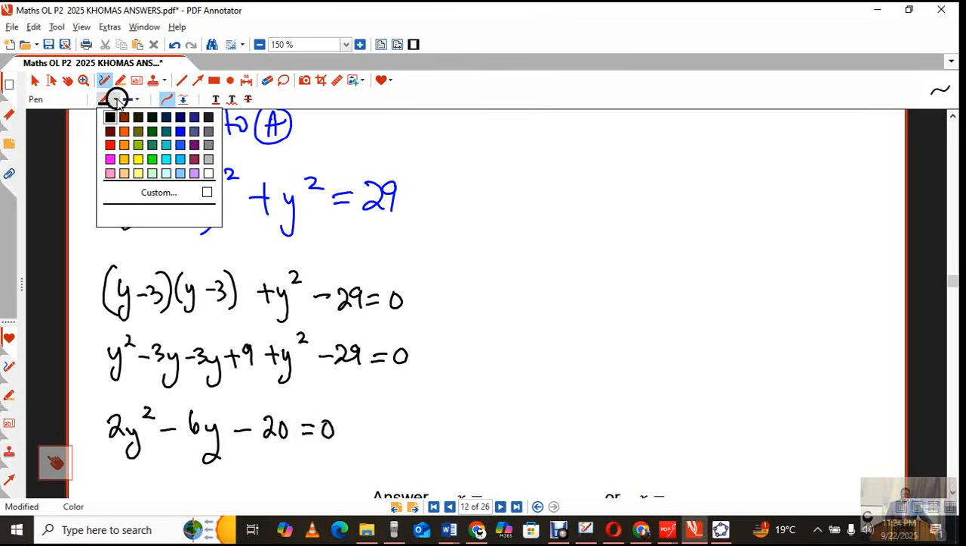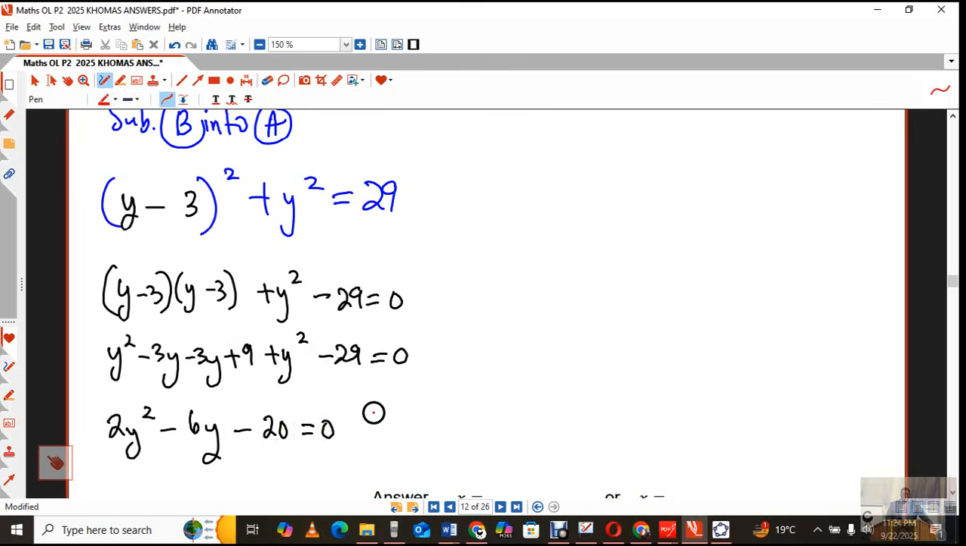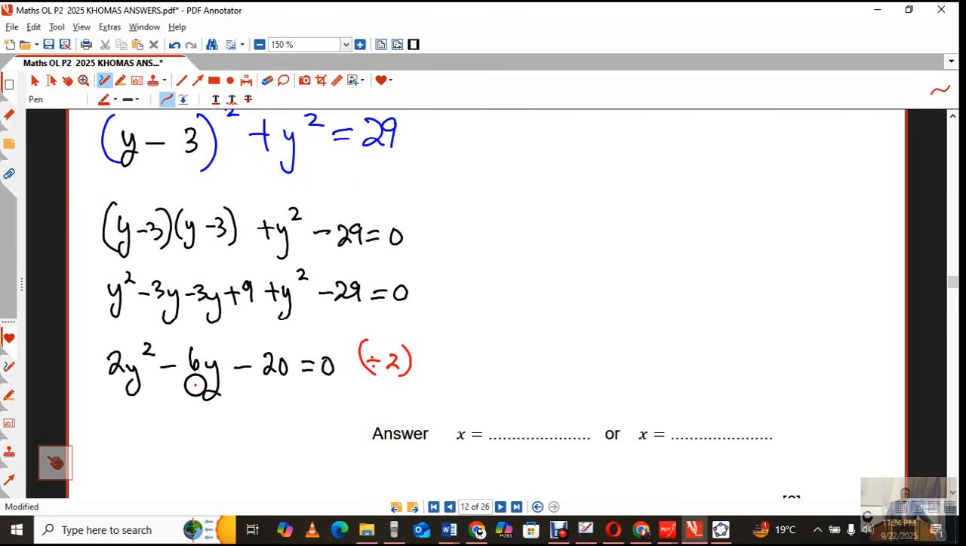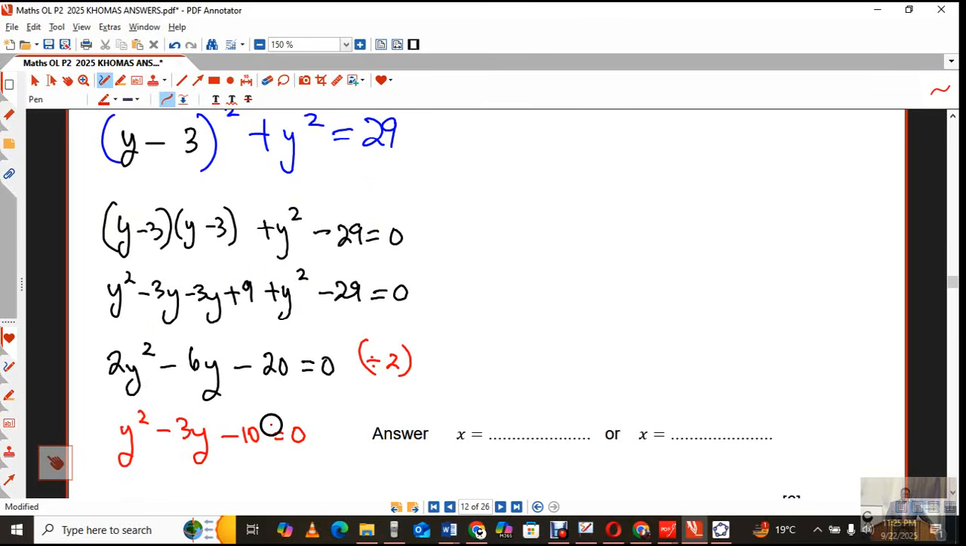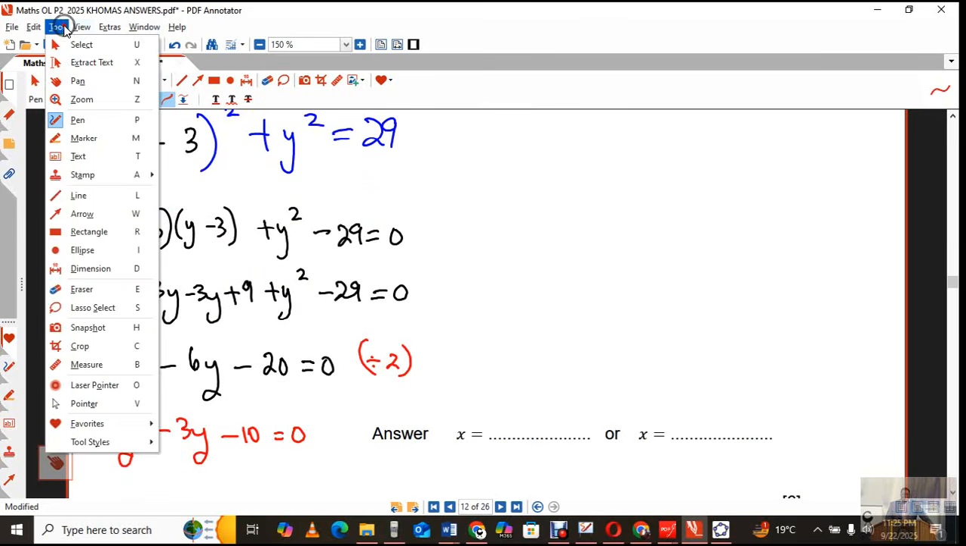So I'm just going to simplify this a little bit further by dividing this whole equation by 2. Can we reduce it by dividing it by 2? So I'm going to have y squared minus 3y minus 10 is equal to 0. Are we with me so far? So this should factorize. Okay, let's just grab that.